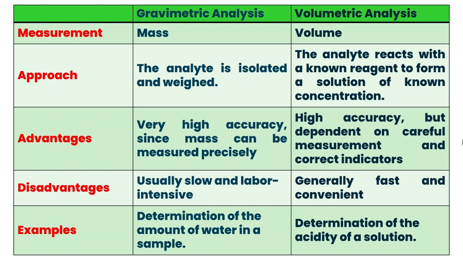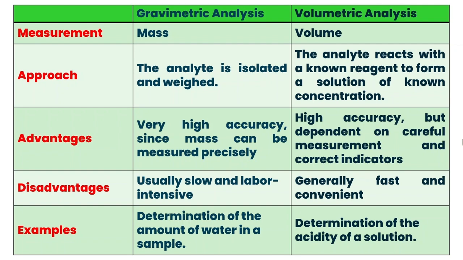In terms of advantage, gravimetric analysis has very high accuracy since mass can be measured precisely using the appropriate tools in the lab. Volumetric analysis also has a high accuracy, but it is dependent on careful measurement and correct indicators. For the disadvantages, gravimetric analysis is usually slow and laboratory intensive, whereas volumetric analysis is generally fast and convenient because it only depends on chemical reactions.